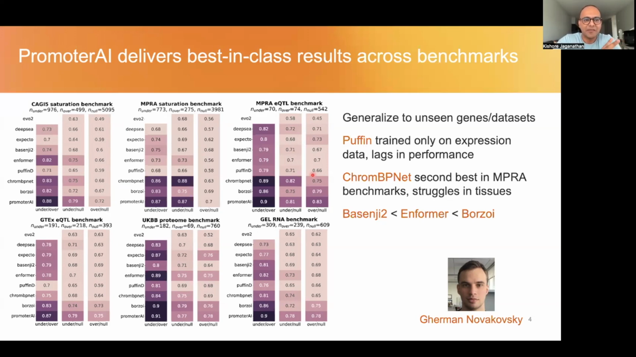Each benchmark has its own advantages and disadvantages. You cannot rely on a single benchmark to make decisions, but when you put all of them together, you cover all of the bases. For each of these benchmarks, for example, you start with the saturation mutagenesis.